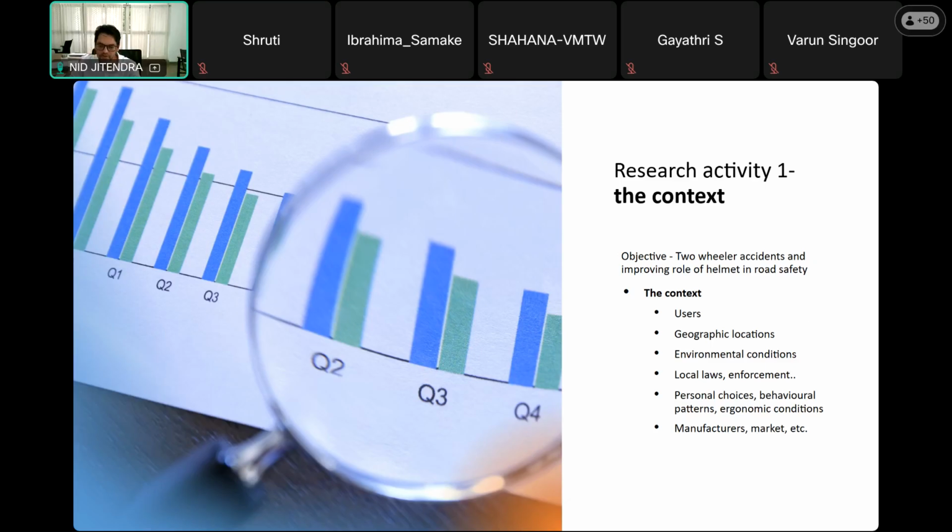On personal choices, you will go to users and ask them multiple questions: why you use a helmet, why you don't, what challenges you face, whether you like the design, what discomforts you face, and what constraints make you not use a helmet, whether it is price or some other reason. You should understand that. Then you will try to understand what type of manufacturers and what type of market scenarios are there.